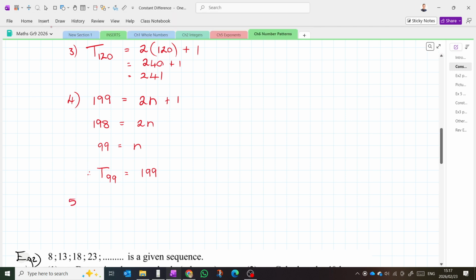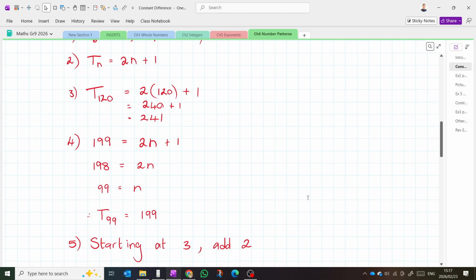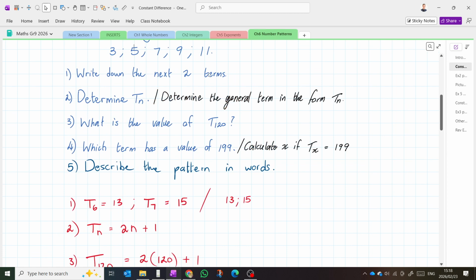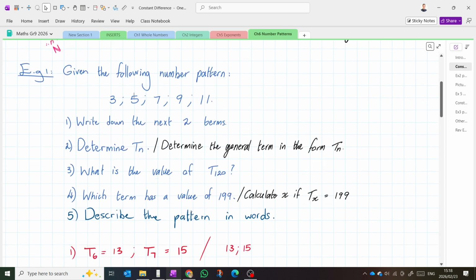I'm going to say that, starting at 3, add 2. So that's all we need. We started at 3 and we add 2 to get to the next term. And we continue that to finish off the number pattern. Okay. That was the first example, covering all of the basic questions you get asked for this.